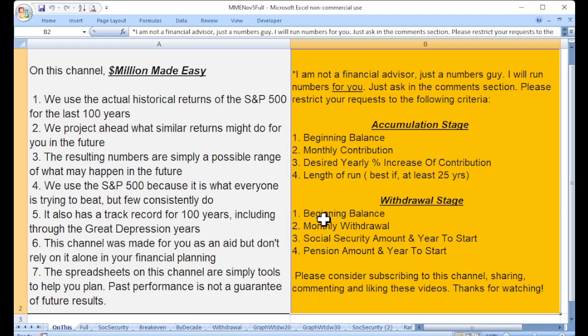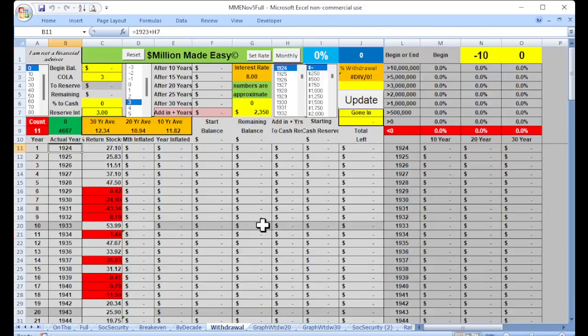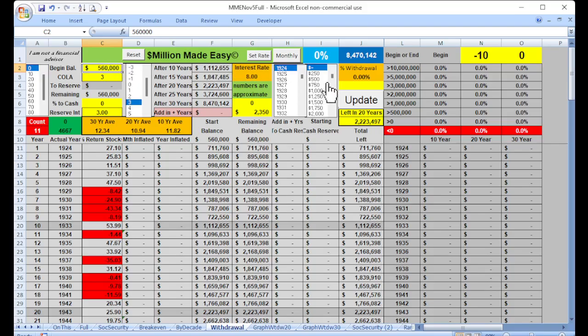They're going to give me the beginning balance, their monthly withdrawal, their Social Security amount, and when to start it. And we're going to go ahead and run the numbers for them. So let's see how this is going to work out for somebody. They have $560,000 saved up. Planning on $5,000 a month in expenses. They want to see where they might be.